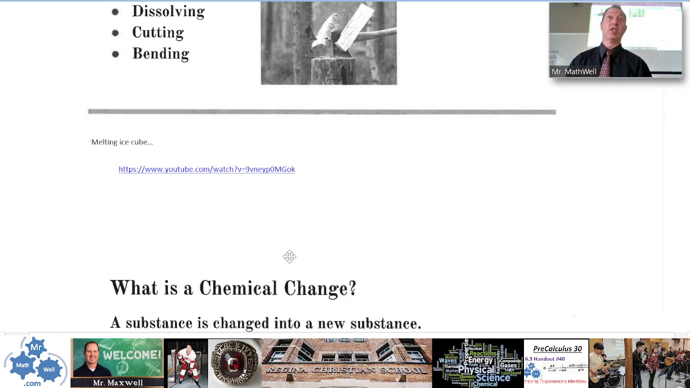Is the texture changing? Ice cube has a different texture than water, a different feel? Okay. The temperature. Sorry? The taste. Taste. Is taste a physical property? I don't think taste would be, since it's how the substance interacts with your mouth. Plus, we won't taste anything in the lab, right? If we do a lab, we don't eat or drink anything. Okay, thank you. But yeah, we'll probably stay away from taste.